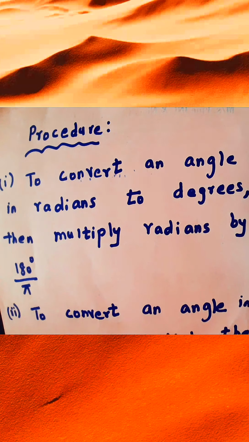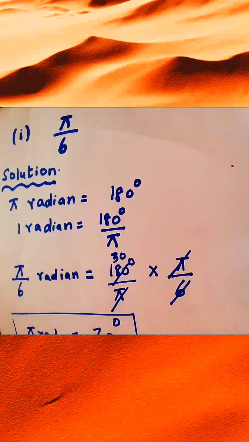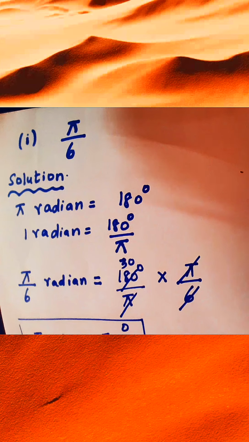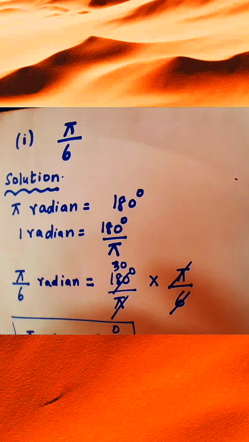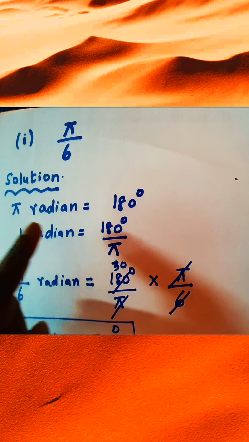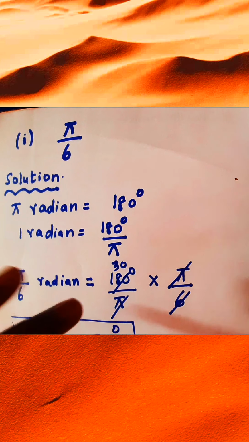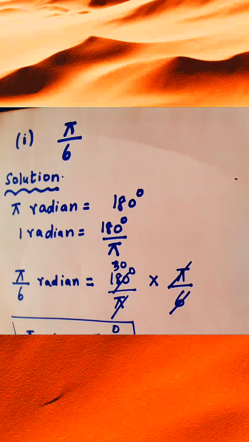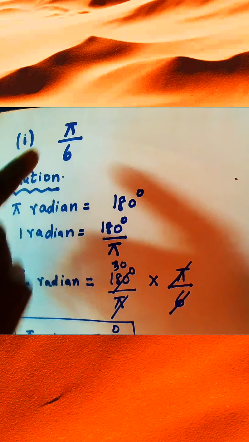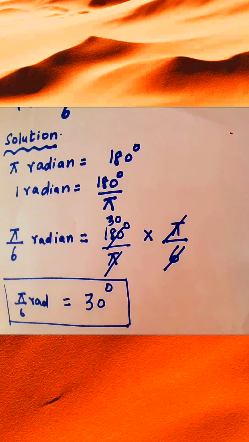We also solved problems from your textbook, exercise 7A, to convert the following angle into degrees. The given angle is pi by 6. We know the relation pi radian is equal to 180 degree. So 1 radian is 180 by pi. Or else you can directly multiply by 180 degree divided by pi. It's very simple. Pi by 6 multiplied by 180 by pi. What is the answer? We are getting 30 degrees.